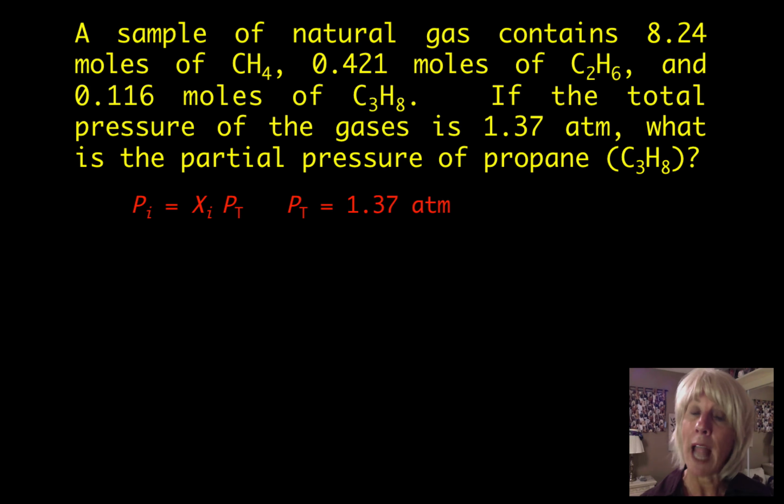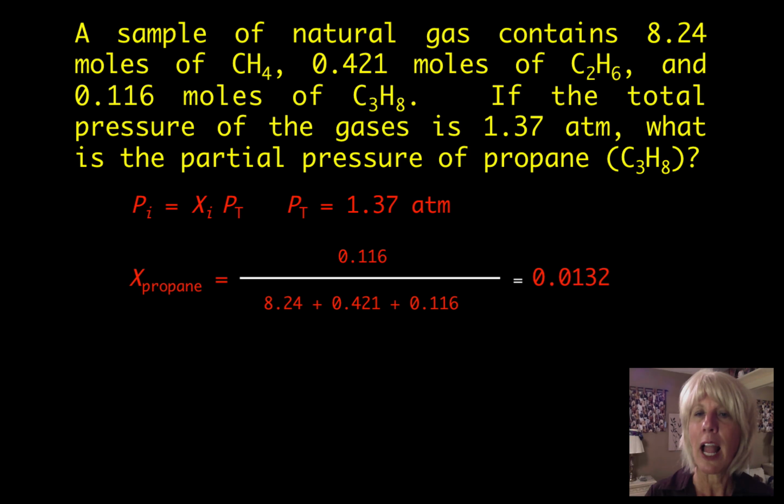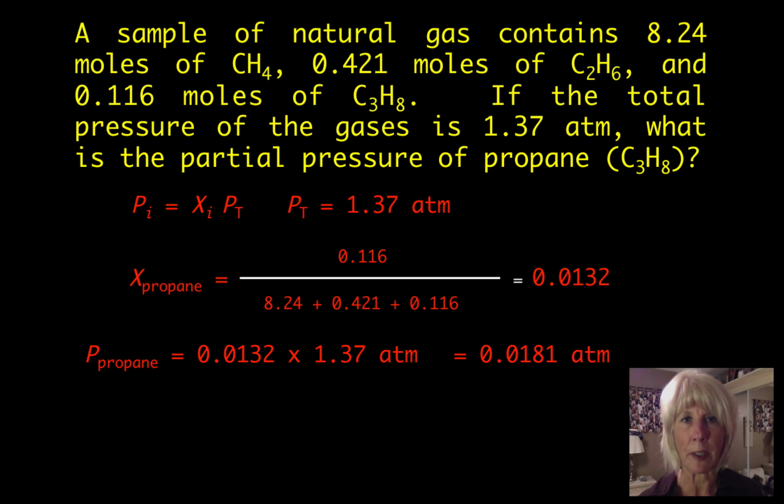So now all we have to do is determine the mole fraction of the propane. Mole fraction is equal to the number of moles of propane over the total number of moles of gas. Then we're going to take this, change it to a decimal, and multiply it by the total pressure to give us a partial pressure of 0.0181 atmospheres.